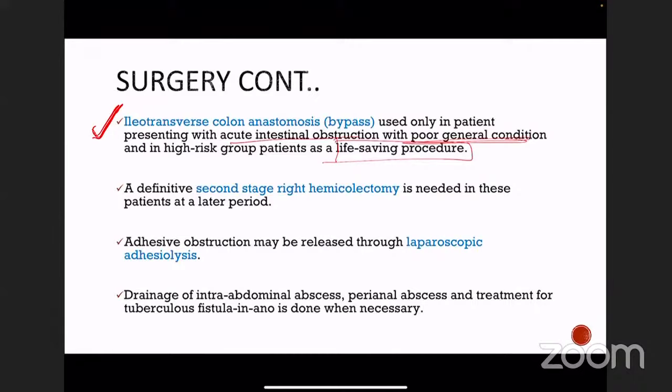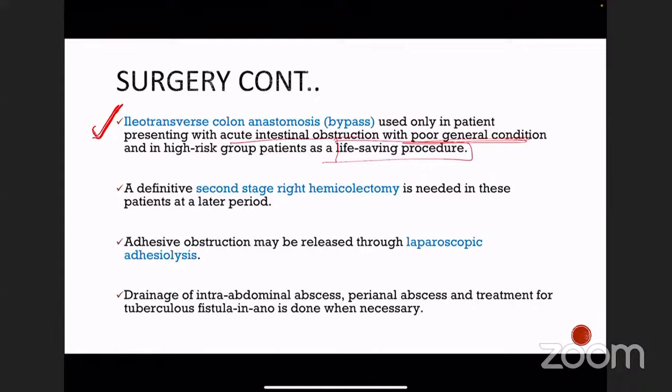Adhesive obstructions may be present in few patients. As I said, there can be adhesions, interbowel adhesions. For that, adhesiolysis is done. And for adhesiolysis, laparoscopic adhesiolysis is a better option than open adhesiolysis. So that is why I mentioned laparoscopic adhesiolysis here.